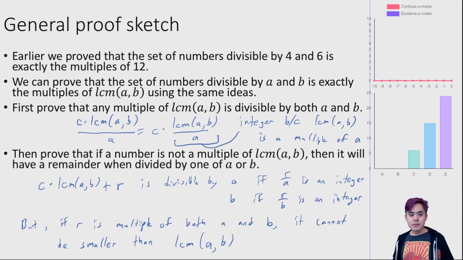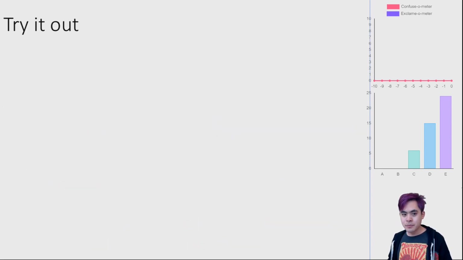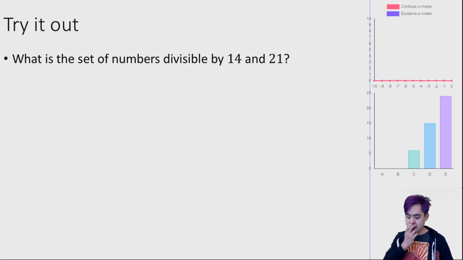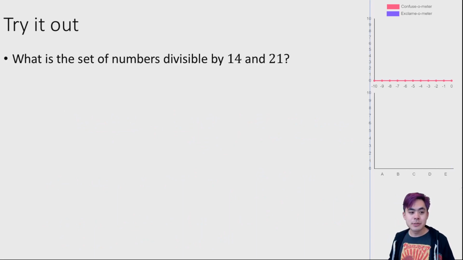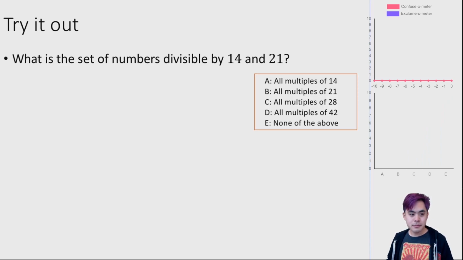Okay, great. So let's now try it out. I'm not going to make you try out the proof, but I am going to make you try out these least common multiples. Let me reset my chat. So what is the set of numbers divisible by 14 and 21? All the multiples of 14, all the multiples of 21, all the multiples of 28, all the multiples of 42, or none of the above?